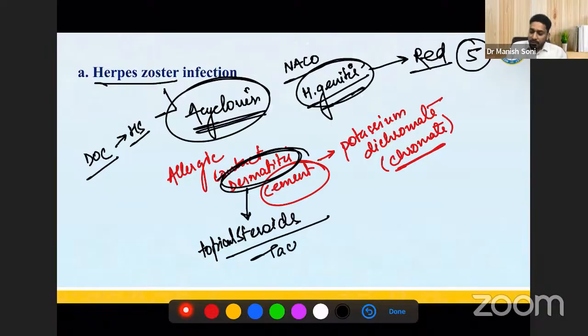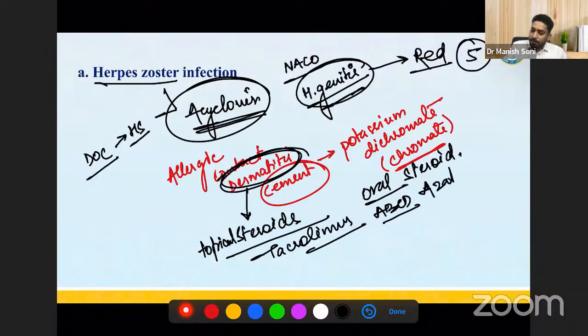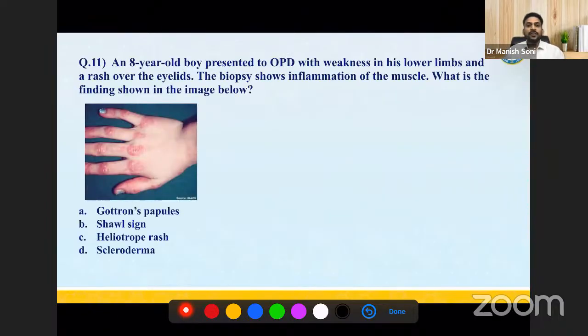You can give tacrolimus, and you can use oral agents as well, like oral steroids. In airborne contact dermatitis, we generally prefer azathioprine. So these are the treatments which can be used. Moving to the next question.